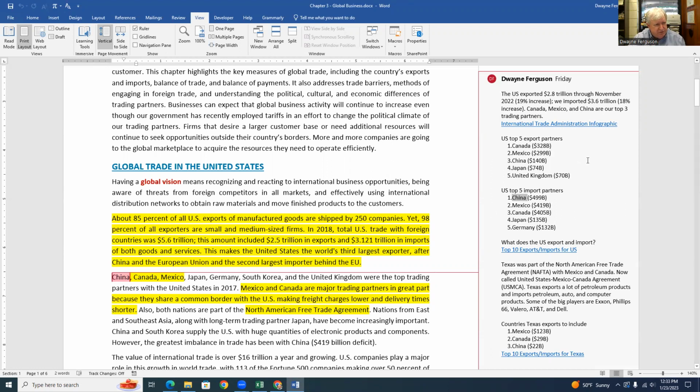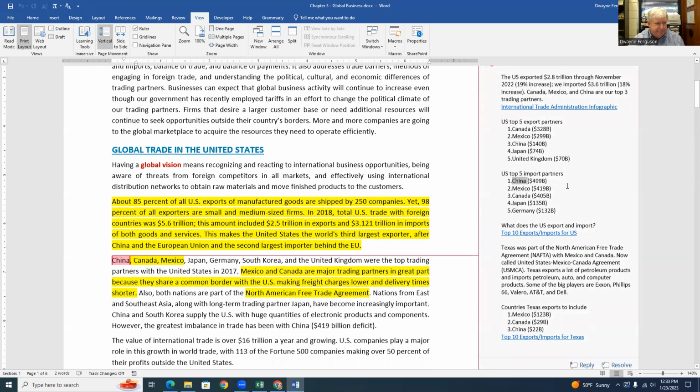So just so you'll know, Canada, Mexico, and China are really our 3 main trading partners. And when it comes to who we bring in the most from, of course, it's China. You can see these are pretty good sized numbers, $499 billion worth of stuff. Definitely put in your notes that it is an unfavorable balance of trade.